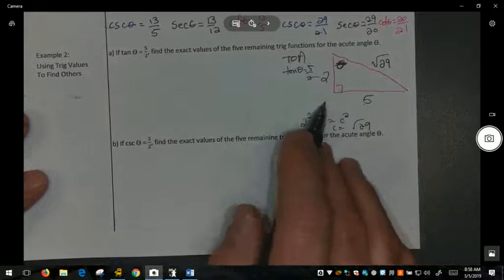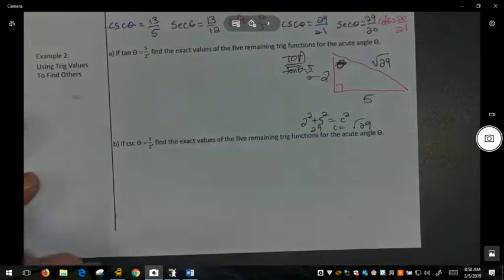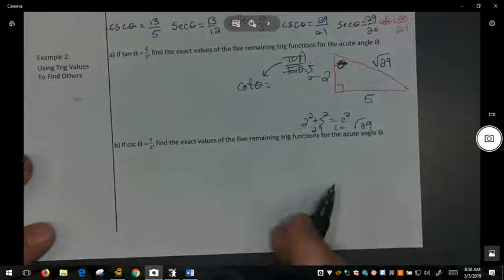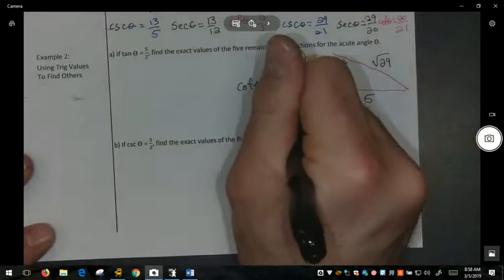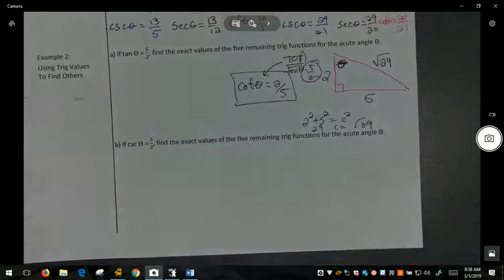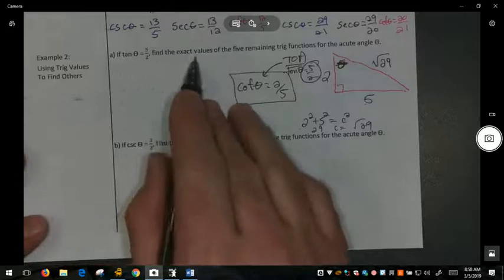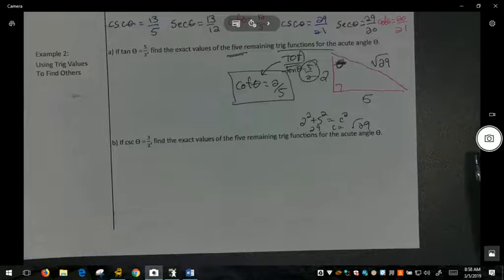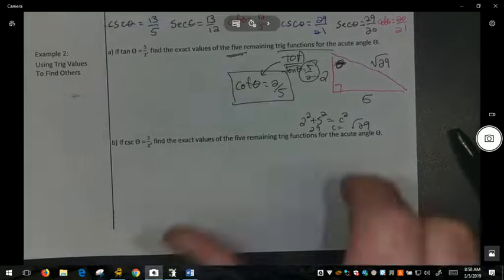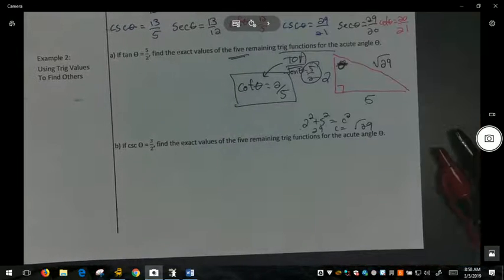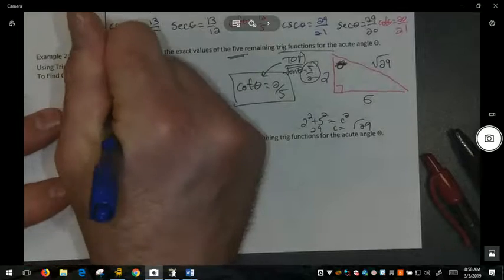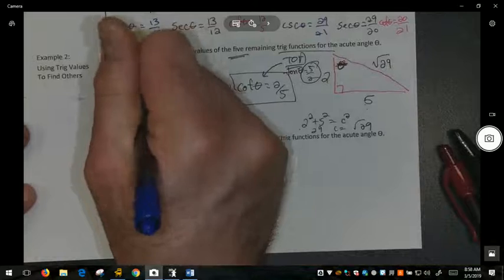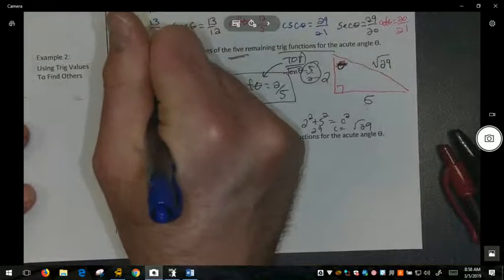So this is my triangle. I already know tangent, which means the easiest one to get afterwards is cotangent, because all I have to do is flip this ratio. There's one of the other 5, because it says find the exact values of the 5 remaining functions. Again, don't give a decimal answer unless they tell you to round. They're telling us to give the exact value. So for sine of theta, now that we have this defined, the opposite is 5, the hypotenuse is square root of 29. Well, that's unfortunate.